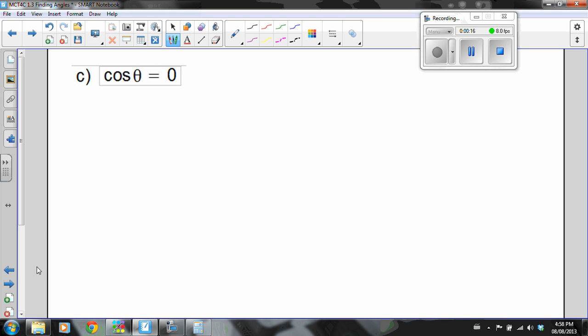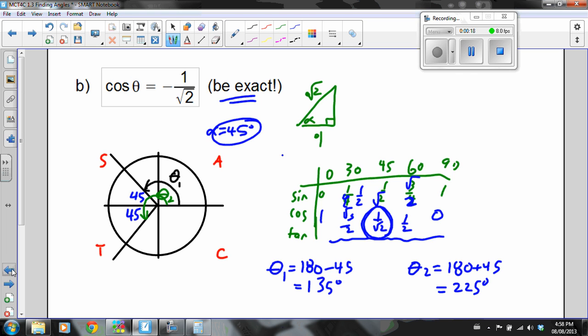Now, if you remember from your chart, where is the cos of theta equal to 0? Well, 90 is one answer here, straight from the chart. But what's weird is, this gave us another answer. There's usually two answers. And we kind of have to think about this in a different way.